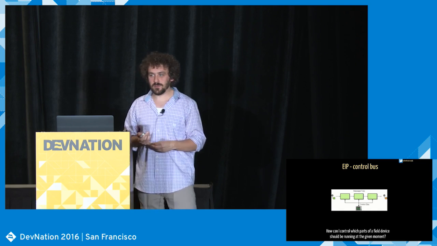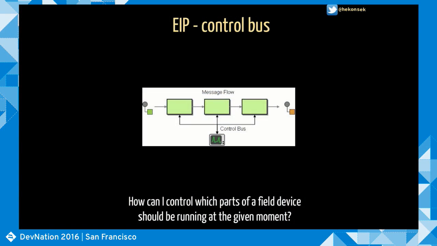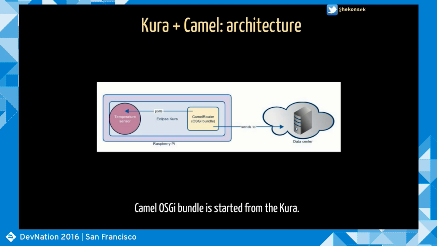And another thing, for example, is control bus. A control bus is something that allows you to dynamically specify which part of the routes should be enabled and which should be disabled, and I will talk about it a moment later.